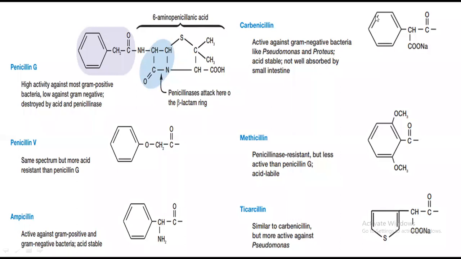First of all, you should know about the structure of penicillin. First, there are penicillin G and penicillin V. These are natural penicillins. And this ampicillin, carbenicillin, and methicillin, and the last one, these are synthetic. These are manufactured by human beings, and different changes are made to the natural penicillin just to make it more effective.